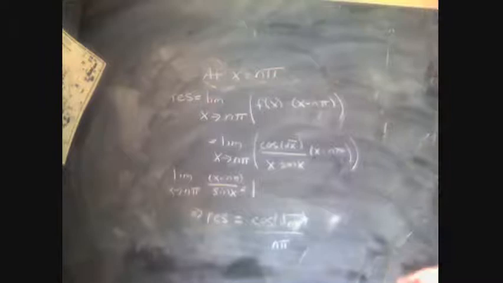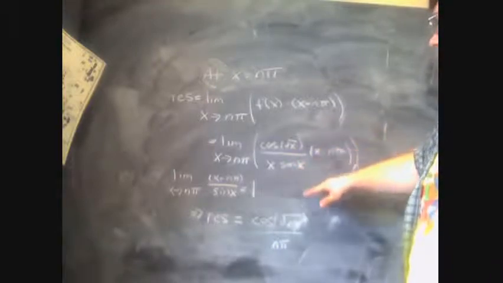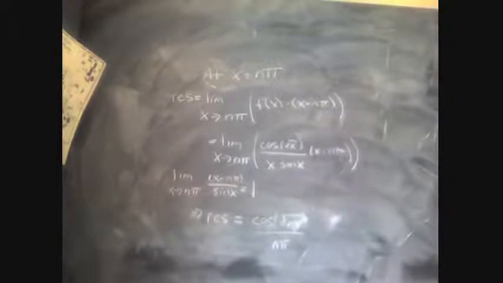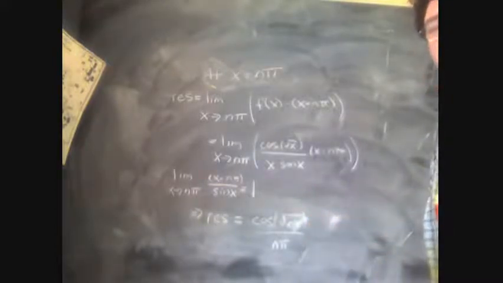You can either check it with L'Hopital's rule, or just remember that if you look at a function of x over sine of x, then yeah, it'll be 1. So we know that this part's going to go to 1, so all we are left with is cosine of x over x, and then take the limit as x goes to n pi. So our residue is just cosine of root n pi over n pi.